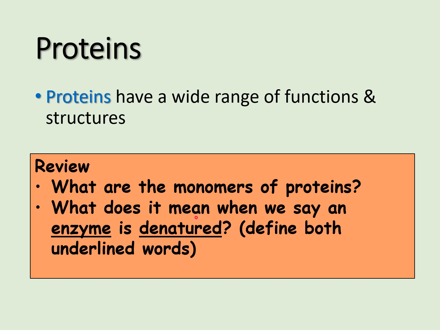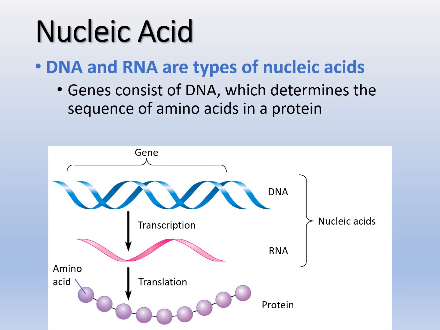Okay? So what does it mean when we say an enzyme is denatured? So an enzyme is a type of protein, right, that regulates chemical reactions in the body. But if we denature it, that means that we've put it in some sort of unsuitable environment, such as excessive heat, and we have unfolded it. Okay, so it no longer has its active structure, and it is no longer an active protein. It is denatured.